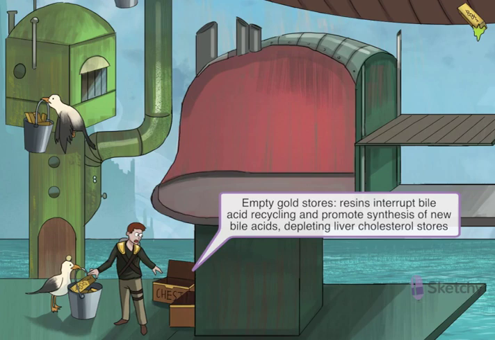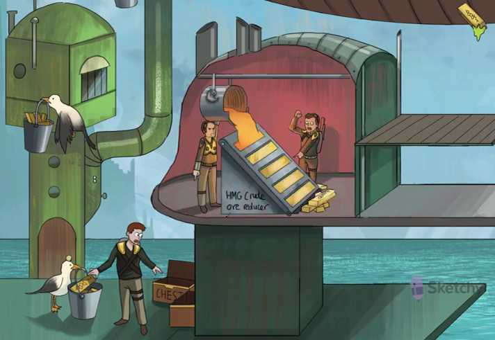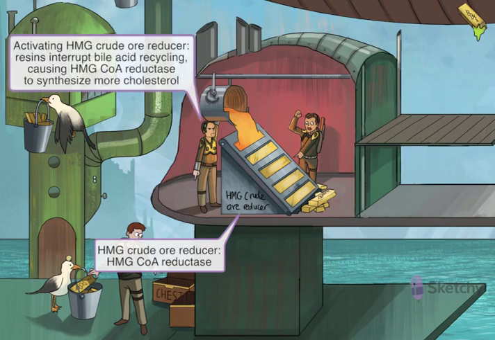And now look what you've done. You've consumed all of the liver's cholesterol stores. One way the liver compensates is by increasing the activity of HMG-CoA reductase, the crude ore reducer responsible for producing some shiny new cholesterol currency. In other words, cholestyramine and colesevelam actually increase cholesterol synthesis by the liver.